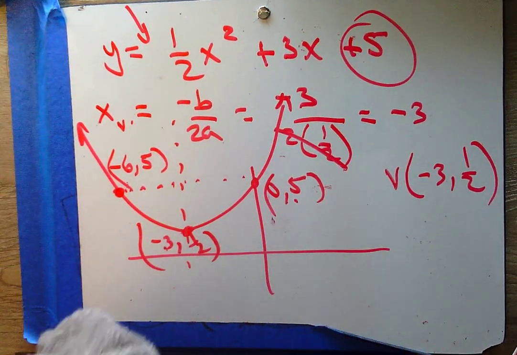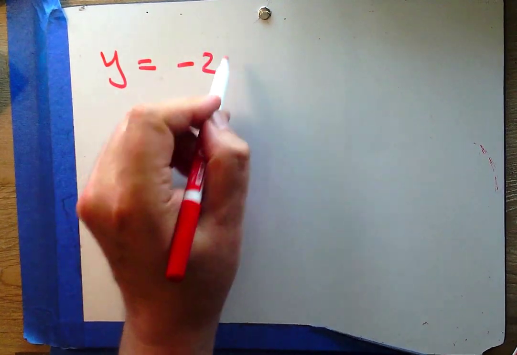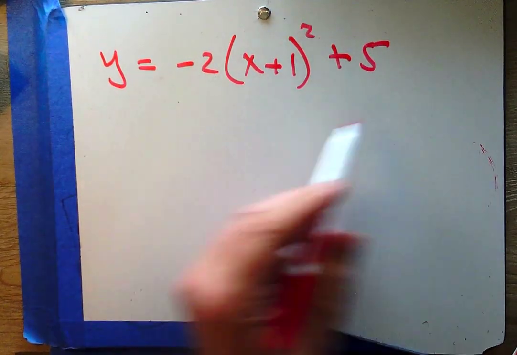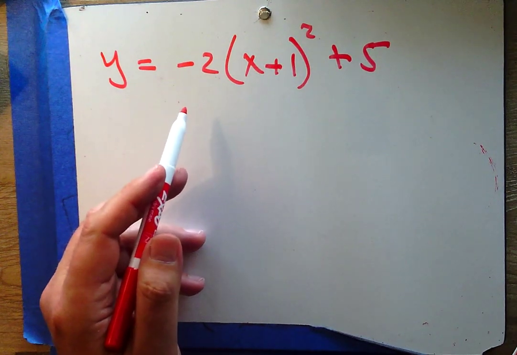We did have to remember that. Yes, you do need to remember that. Yes, it is on our unit test. And then what about y equals negative 2x plus 1 squared plus 5? You could certainly use transformation graphing here.